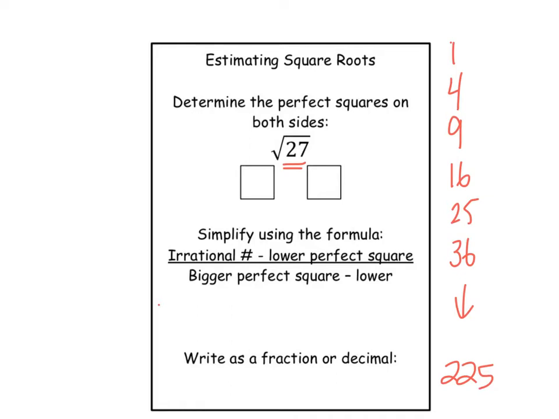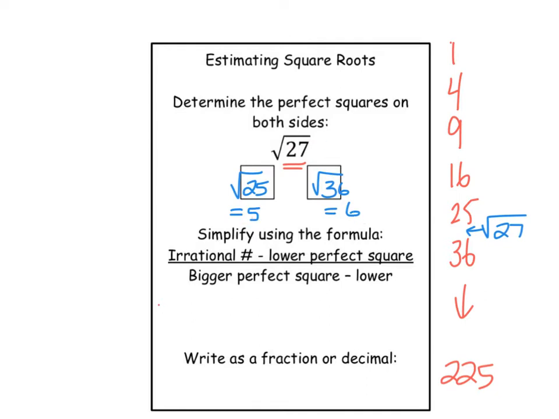So 27 does not fall on our list. We know it's going to be somewhere between the two perfect squares, 25 and 36. So we need to determine the perfect squares on both sides of the square root of 27. So the square root of 27 is going to come somewhere in between those two numbers. So it's going to be between the square root of 25 and the square root of 36. We know the square root of 25 is 5, and the square root of 36 is 6. So the square root of 27 is somewhere between the integers 5 and 6.